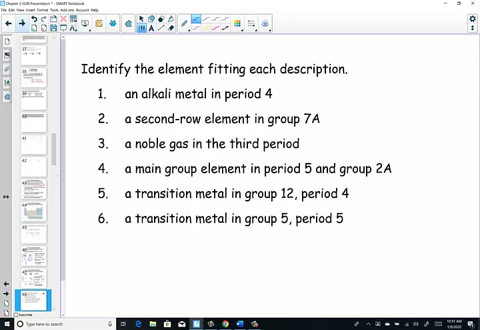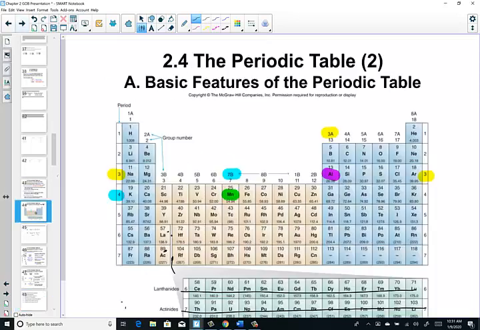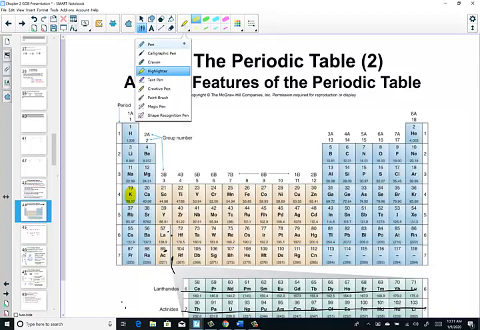All right, welcome back. So with our periodic table, an alkali metal in period 4. So we have to remember the term alkali metal means group 1A. So an alkali metal in period 4 brings us to, make it yellow, period 4, group 1A, that's potassium. Potassium with an elemental symbol K.